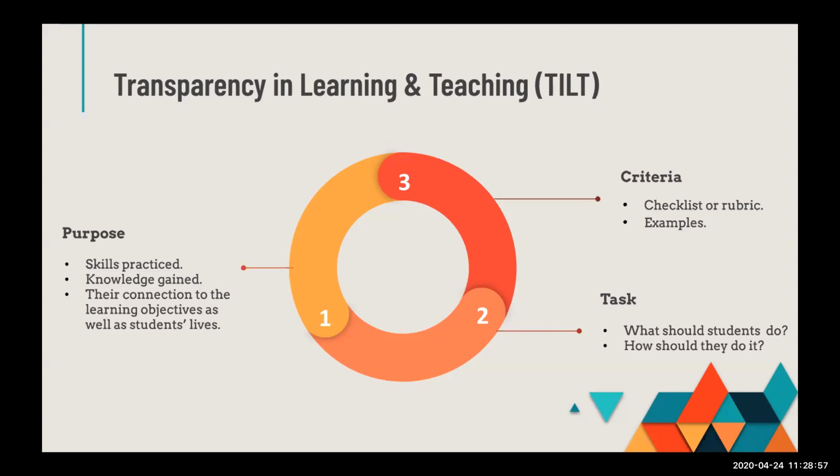Purpose, which is about explaining to our students the skills and the knowledge that will be gained from completing a given task and how it relates to the learning objectives as well as the real world. Task, which is about telling your students what needs to be done and how to do it. And finally, criteria refers to success criteria listed in rubrics and examples.